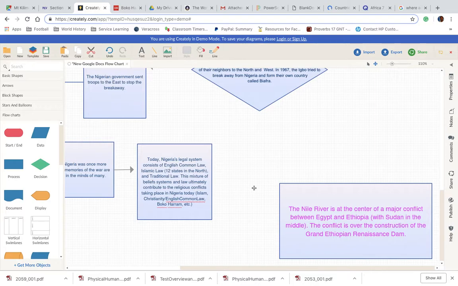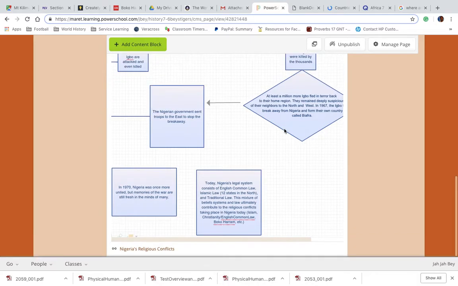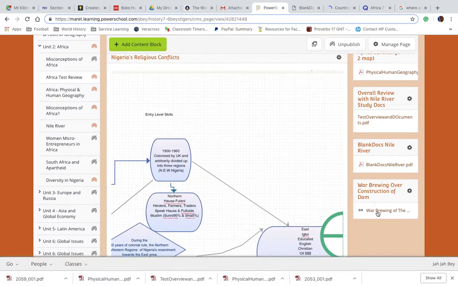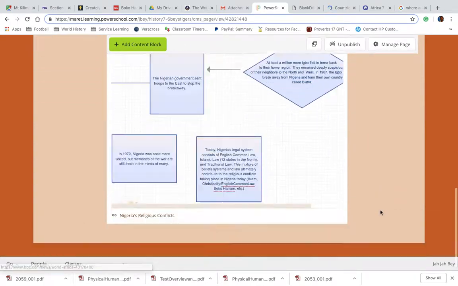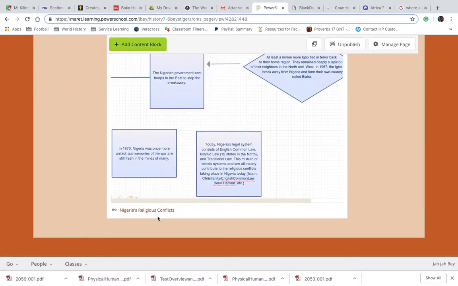In regards to the conflict with the Nile River at the center, you have to understand that it's between the two countries of Egypt and Ethiopia, with Sudan in the middle, and that conflict is over the construction of the Grand Ethiopian Renaissance Dam. To read more on these topics, simply click on the articles here, or if you want to read more on the religious conflict in Nigeria, you can click here.